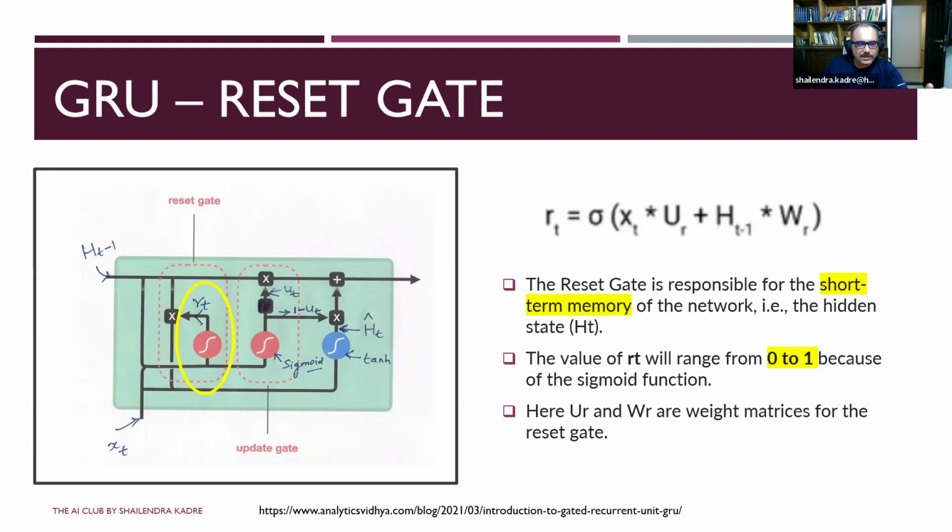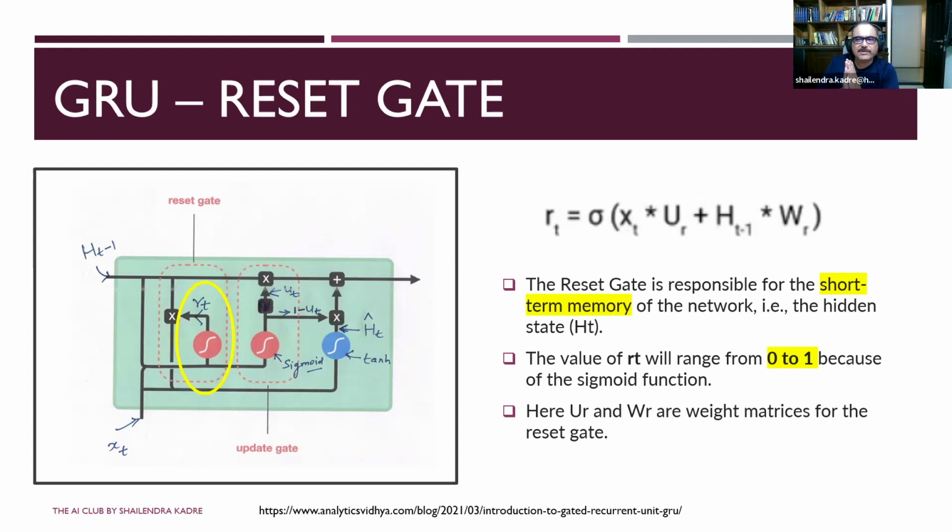Let us start with the part which I have circled in a yellow circle. It is called the reset gate. Let us start with the reset gate. First of all, don't look at the diagram in totality. We'll look at it part by part so that it is easy for us. So let us first look at only the yellow circle, the reset gate.